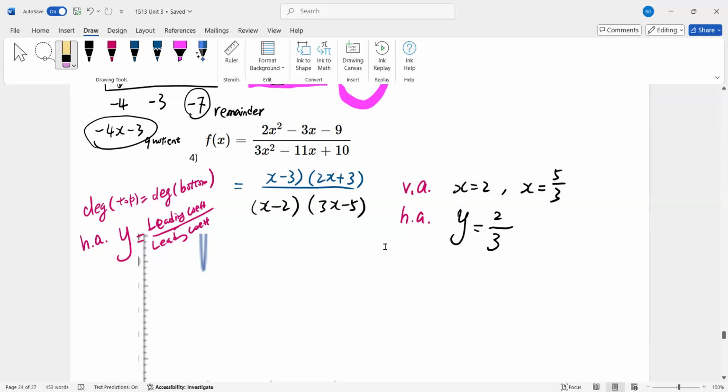And then for vertical asymptote, you just need to find the value or values that make the denominator be 0. 2 makes the denominator 0. 5/3 makes the denominator be 0. So the function has 2 vertical asymptotes. For the horizontal asymptote, you look at the degree of the numerator and the degree of the denominator. If the degree of the top and the bottom is the same, then the horizontal asymptote is y equals the quotient of the leading coefficients, which is 2/3 in this case.